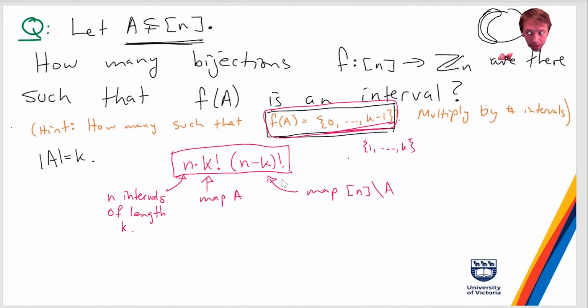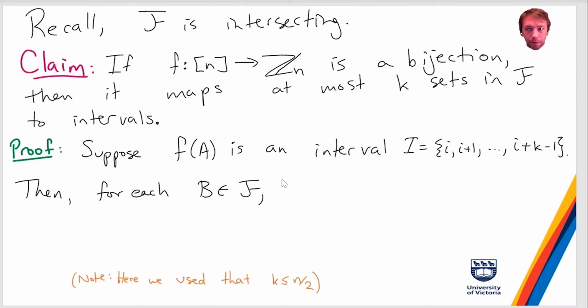We're going to come back to this and use this stuff. But what we have to do is understand this idea of mapping to intervals and the intersecting property, and how they interact with each other. So here's my claim. Suppose that f is a bijection from 1 up to n to the integers mod n. I claim that the number of sets in F that map to an interval is at most k.